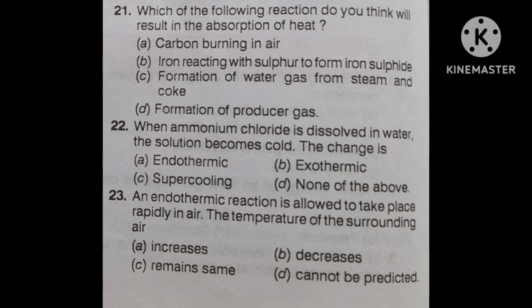Explanation I am telling you. C plus H2O gives CO plus H2. This CO plus H2 is the water gas. And this is an endothermic reaction, means it absorbs heat. Hence the correct answer is formation of water gas from steam and coke. Water gas is CO plus H2. It forms from C plus H2O. Next question.